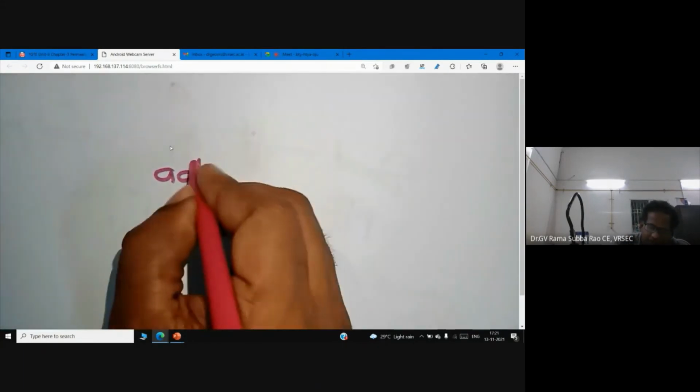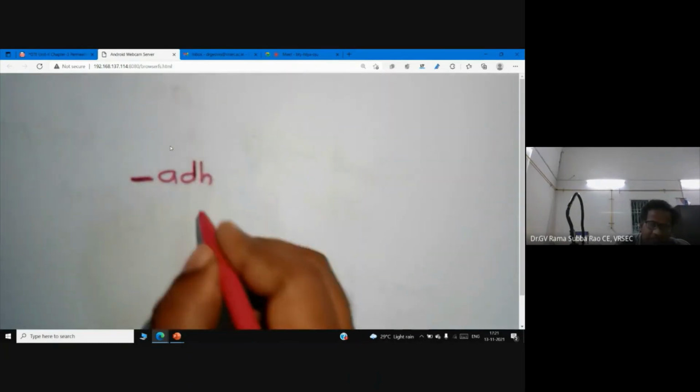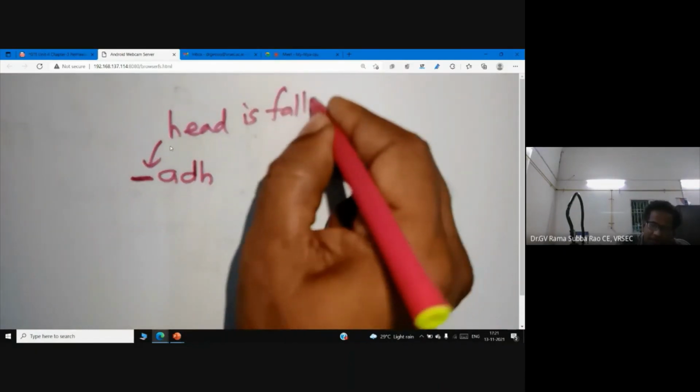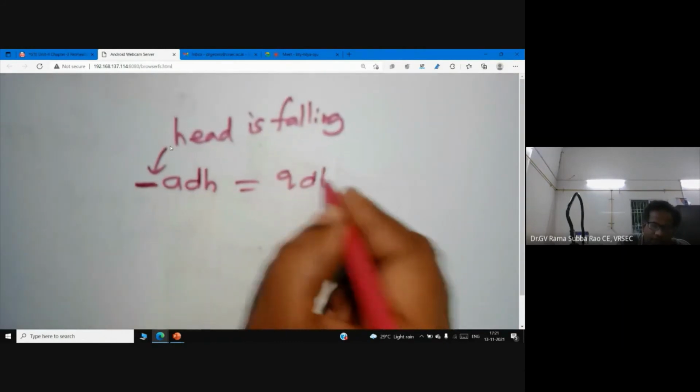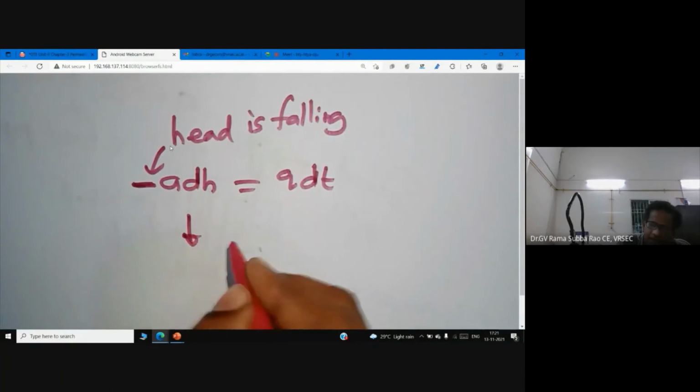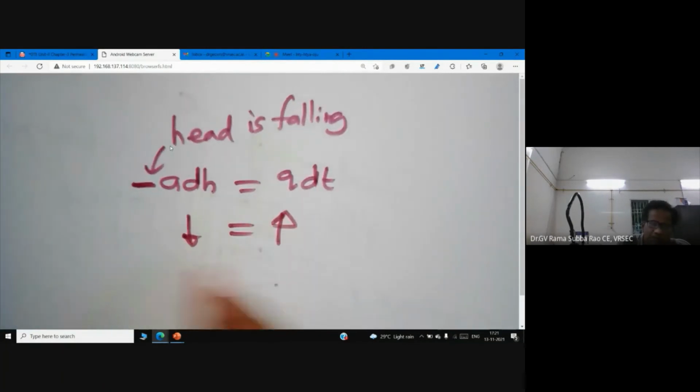So here you see water is entering, the head is dropping. In fact, you see why I'm writing minus dH. The head is falling. So that's why I'm writing minus A dH is equal to Q dt. That's the amount of water entering, the amount of water coming out. So this is the continuity equation. Everyone knows the continuity equation, Q1 is equal to Q2.